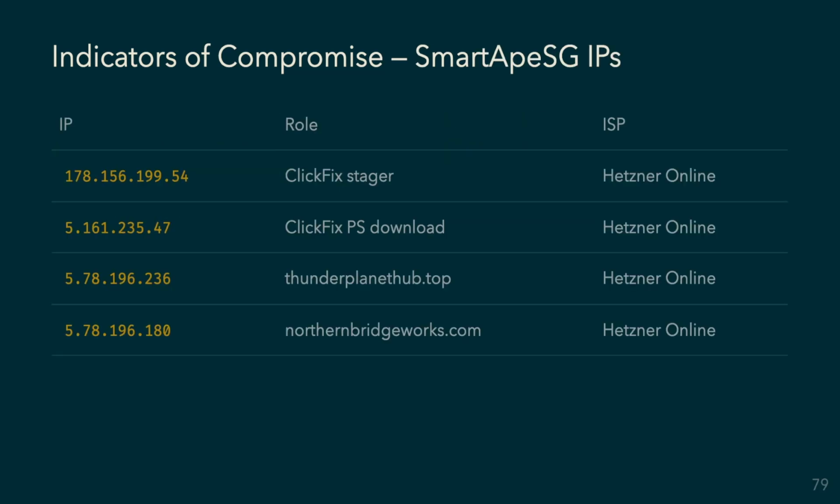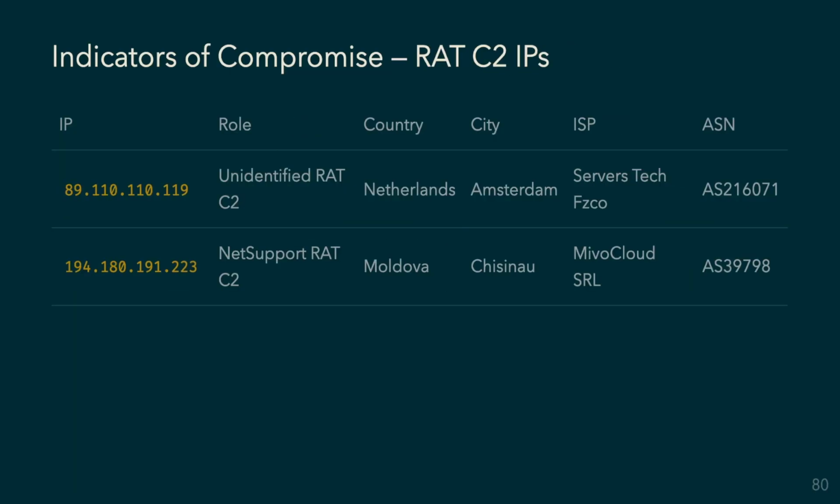And again, I tried to do the same thing for the IP addresses. I tried to say what IP address it was, what role it played in this whole incident, and then who owned it, which in this case was all Hetzner Online. Here's some more IP addresses. And then these are the ones that go back to the Netherlands and to Moldova. And I gave you some geo IP information and their ASNs in case you want to look at more information.